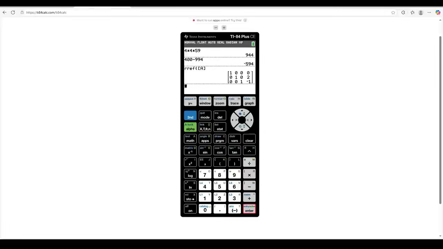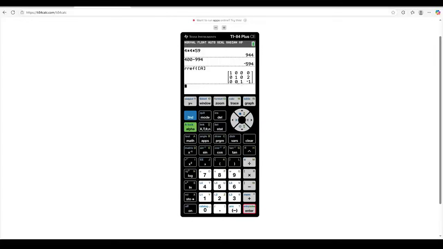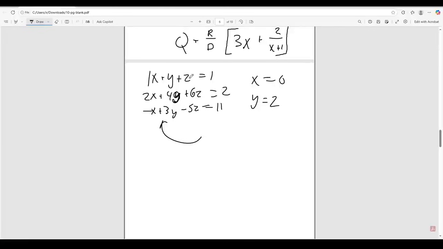This row right here is saying that 1y, or 1 times y, when everything else is multiplied by 0, is equal to 2. So you know that y is equal to 2. Over here, you have 1 in where you would have your z. So it's saying that 1z is equal to negative 1, or z is equal to negative 1. And that's just a quick workaround to doing otherwise 5 or 3 minutes worth of math.